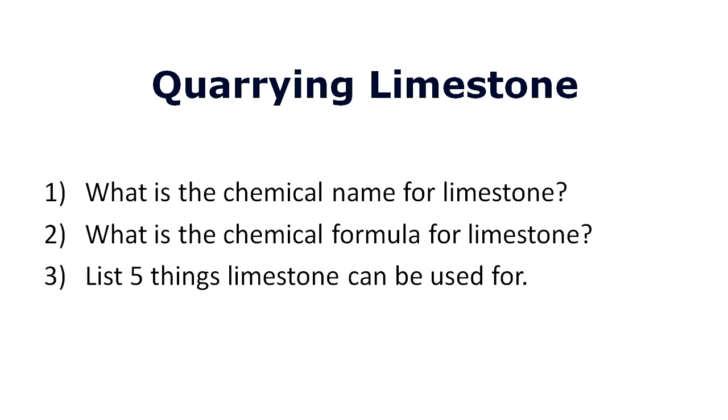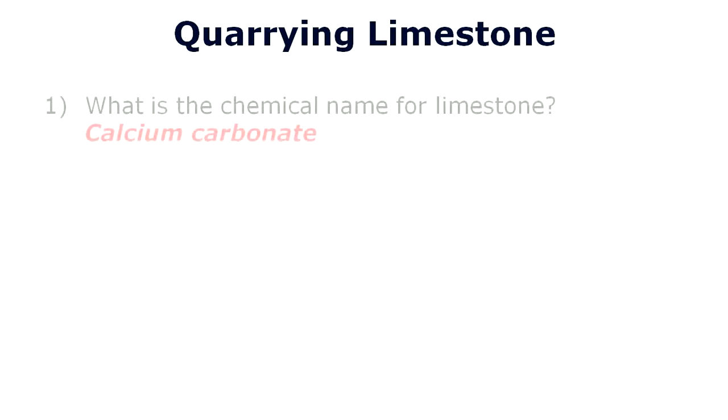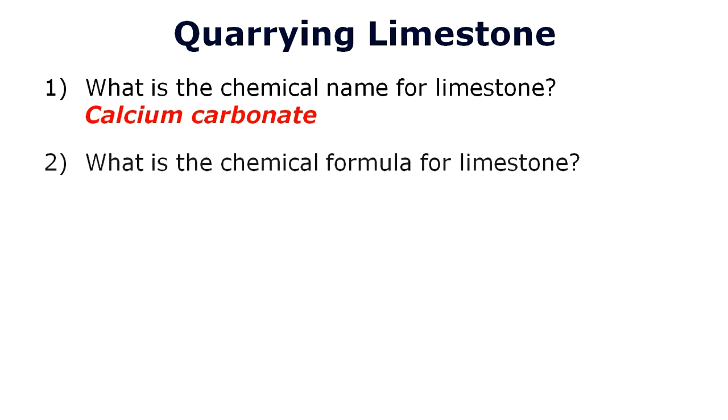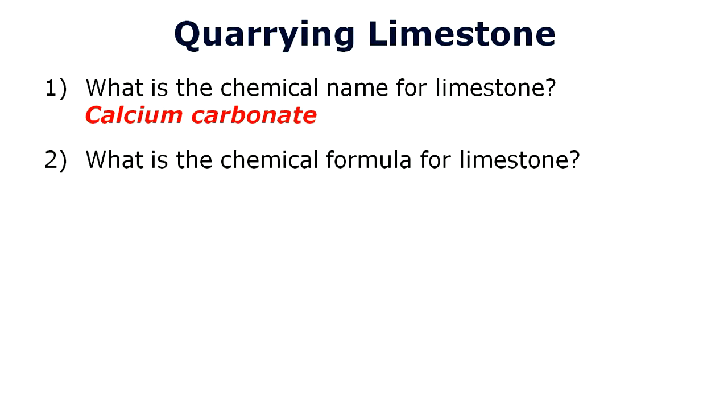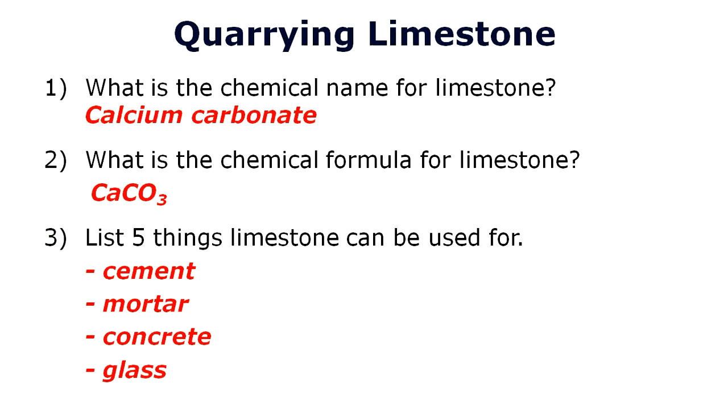Now let's go over the answers. What is the chemical name for limestone? And the answer is calcium carbonate. What is the chemical formula for limestone? The answer is CaCO3. 5 uses of limestone. They are cement, mortar, concrete, glass, buildings.